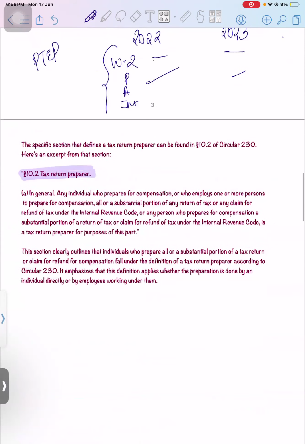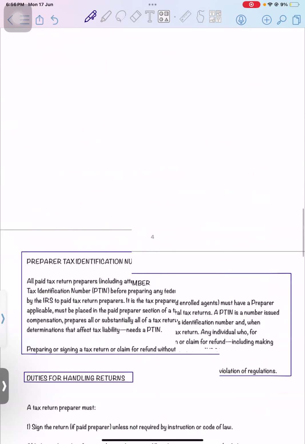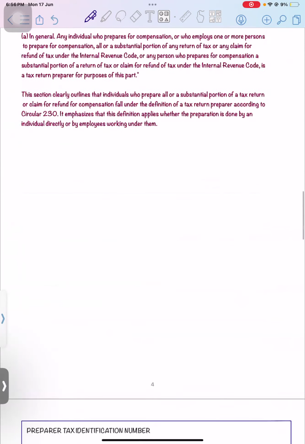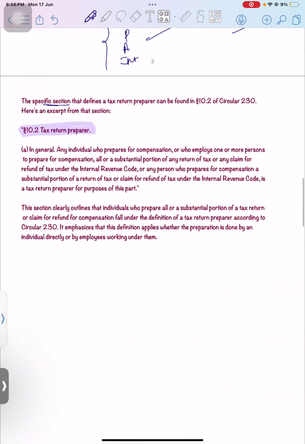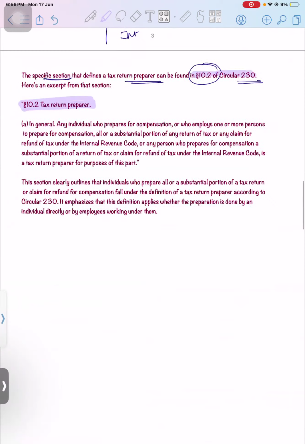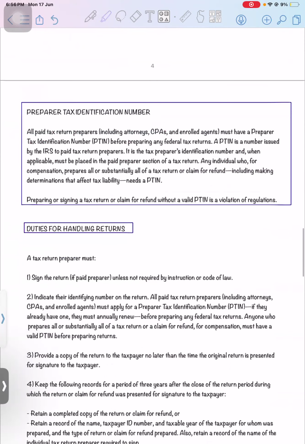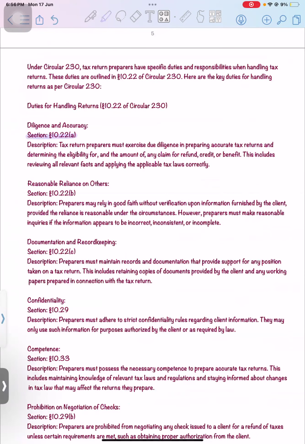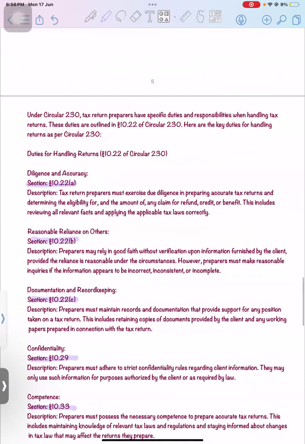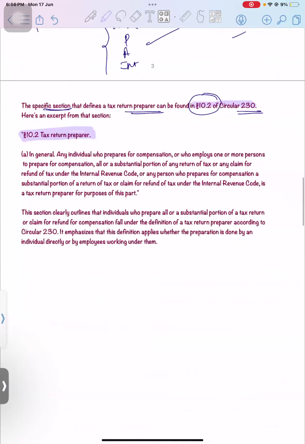Now let me read the last part of this tax return preparer. After that, PTIN and all is in. The specific section that defines the tax return preparer is 10.2 of Circular 230. Wherever necessary, after each topic, I will list the sections of the circular. Same way for PTIN duties, there are a lot of sections linked to the duties, so I have listed all of them under one topic only.